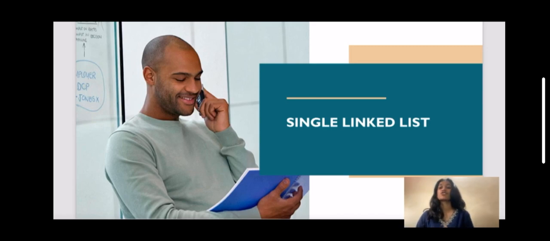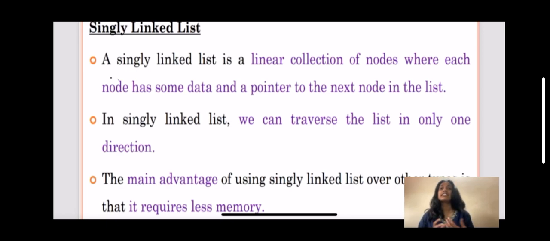A single linked list is also called a singly linked list. Now, what is a singly linked list? A single linked list is a linear collection of nodes where each node has some data and a pointer to the next node in the list. So basically, in a single linked list, there are two types of memory. In one part of the memory, you're storing the value. In another part of the memory, you're storing the address of the next value, wherever the next value is being stored. So now in a singly linked list, we can traverse the list in only one direction.